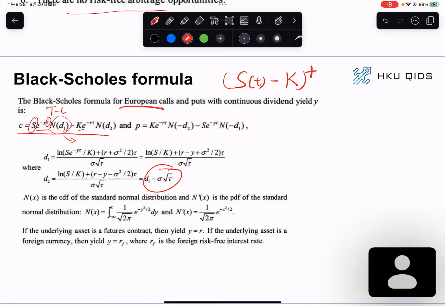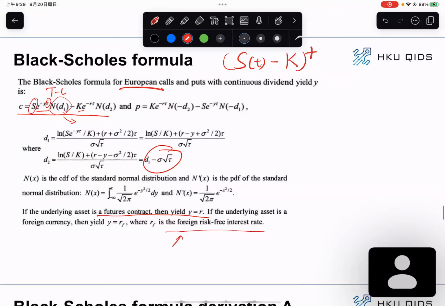So if the underlying asset is a future contract, then the yield y is just r, the risk-free rate. But if it is a foreign currency, then it should be the foreign risk-free interest rate. Because, you know, for USD or CNY, the Chinese yuan, their risk-free rate is different. Currently in China, it's around 2%, I think. But US, if you are following the market, you know it's already super high, right? It got a lot of hikes this year.